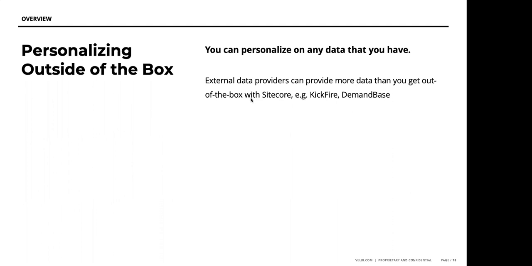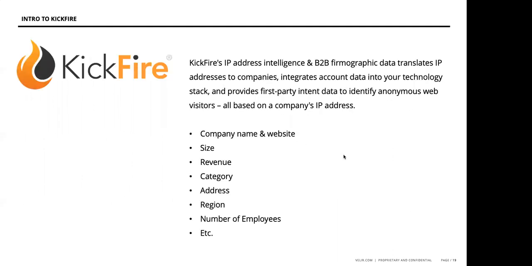There's plenty more, but I'm going to focus on Kickfire specifically, just because I did a project for a client with Kickfire that I thought provided an interesting example of connecting a third-party data service to personalization. So Kickfire is a service that takes a user's IP address and uses that to provide information about the user's company. That includes their company name and website, category, location, number of employees, and a lot more data as well.